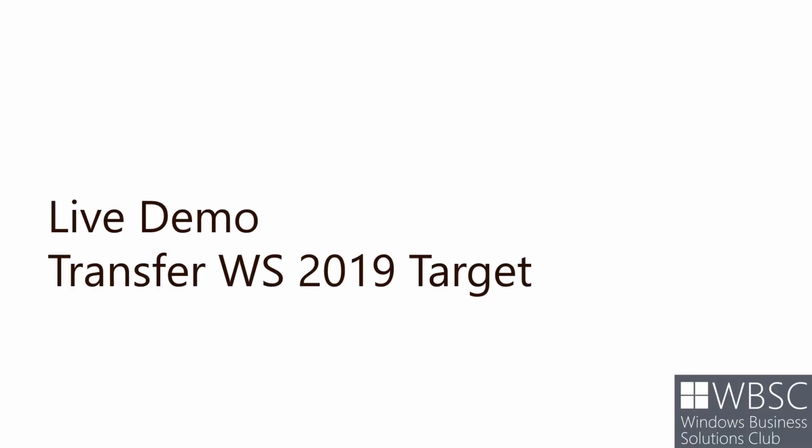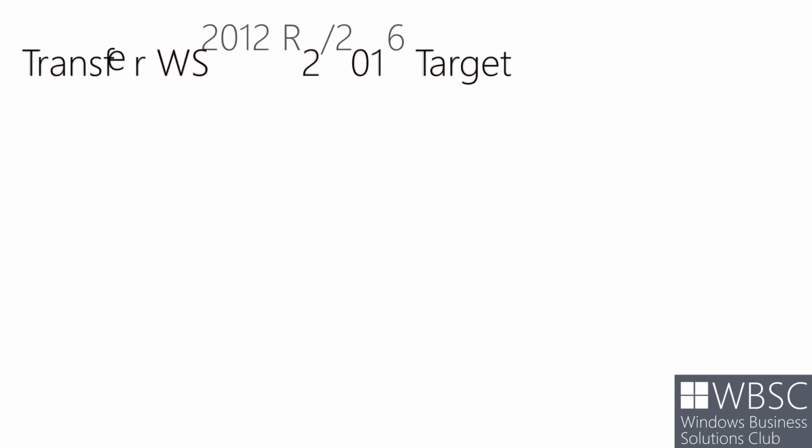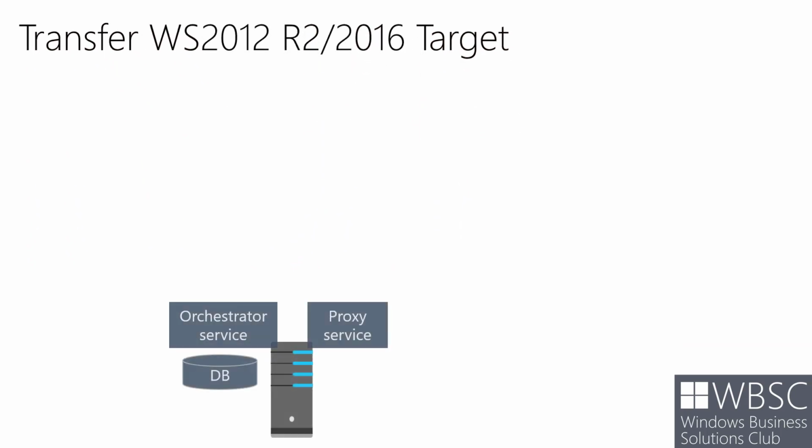So what happens if our target is not Windows Server 2019? Let's say our target server is Windows Server 2012 R2 or 2016. Then it works like this. Our storage migration server, as we can see now on the slide, still has to be a Windows Server 2019. This is important to know because Storage Migration Service is a new feature. It's not there in the previous versions.